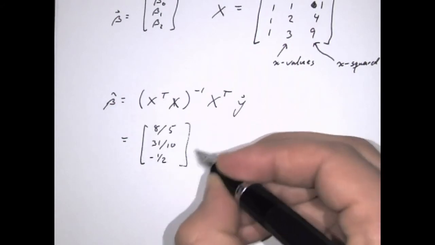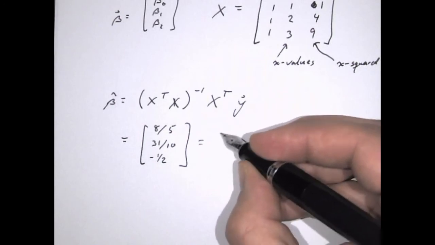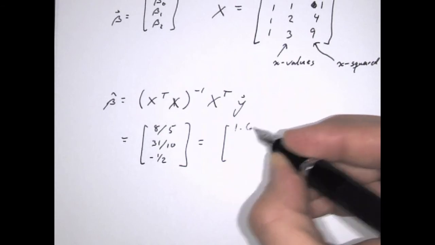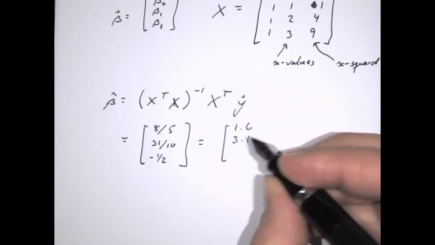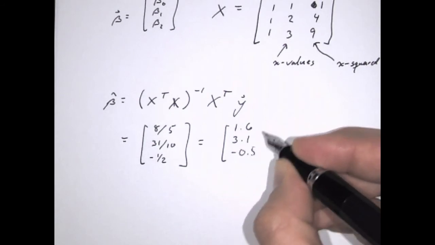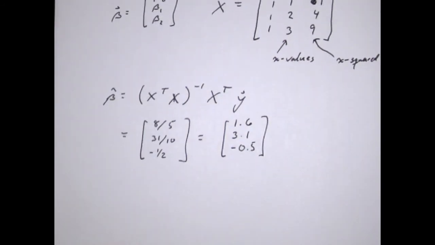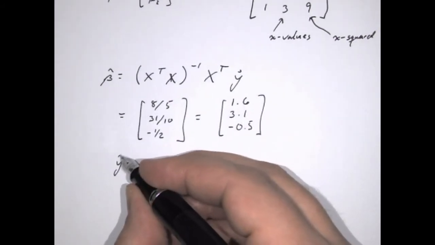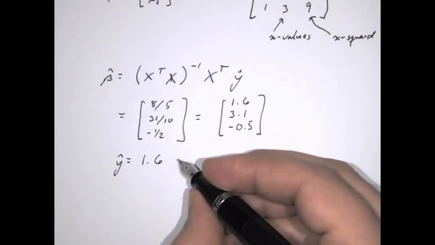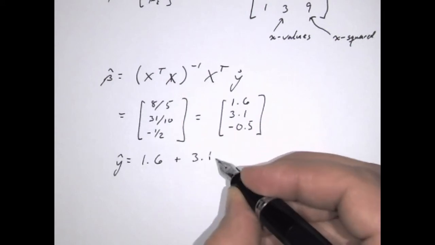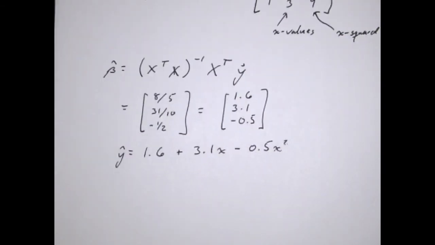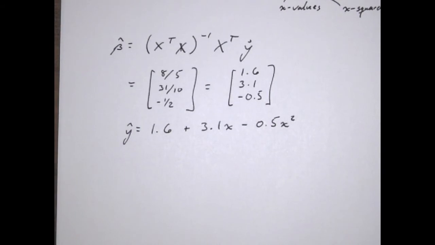So these are the ones I said, and then if I want to make it a decimal, which is a little bit more usual in something like this, just because it's so data oriented. It's unusual for it to be an exact fraction like this. So then we can do that, which means that y hat would be 1.6 plus 3.1x minus 0.5x squared. So this will be our quadratic model that we think would best fit this data.